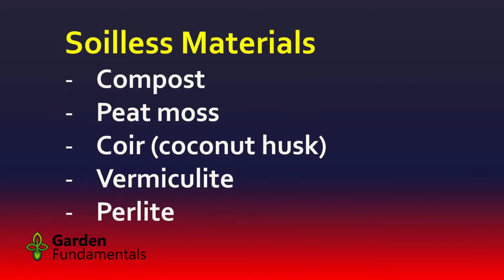So we have different types of soilless material that people use both in the garden and in raised beds and in containers. Compost, peat moss, coir, vermiculite, and perlite. So the top two you probably have some understanding about. Coir may be completely new to you. In the production of coconut, it comes with an outer husk. And after they process the coconut out, they're left with this waste product called coconut husk. They grind that down into a product called coir, and it has properties very similar to peat moss.